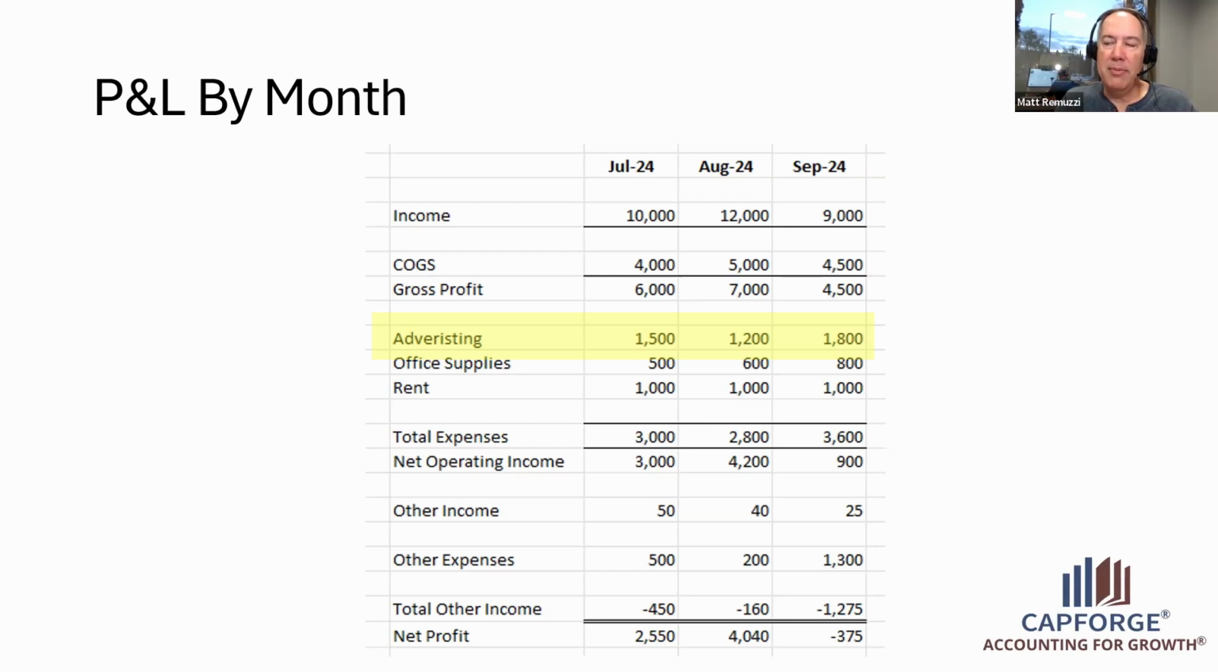Advertising went up and down a bit. In fact, it went down even though sales were up, but then it went up when sales were down. That's weird. Office supplies seems like it's going up probably more than it should, and at least rent is staying steady. So net operating income went up again when sales went up, but then really came down when sales went down more than it probably should have. And overall, I had a profit in July. I had an even better profit in August, but then in September, I lost money.